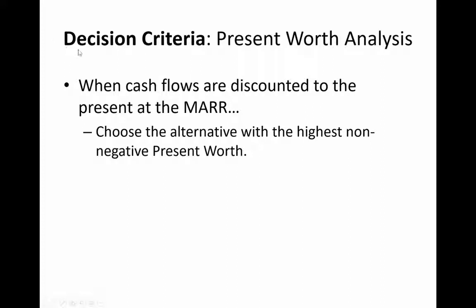It's critically important that you understand what is meant by decision criteria. And just to give you an illustration of a decision criteria, for present worth analysis, the criteria is that when you discount cash flows to the present at the minimum attractive rate of return, then you choose the alternative with the highest non-negative present worth. So in other words, the decision criteria is how you know which alternative to choose. It's a statement that summarizes whether you should go for one alternative or the other.